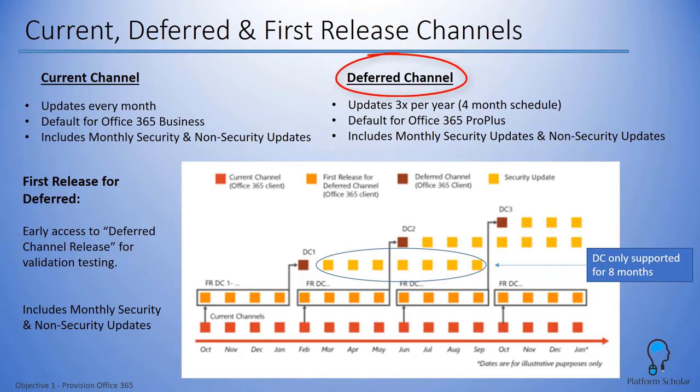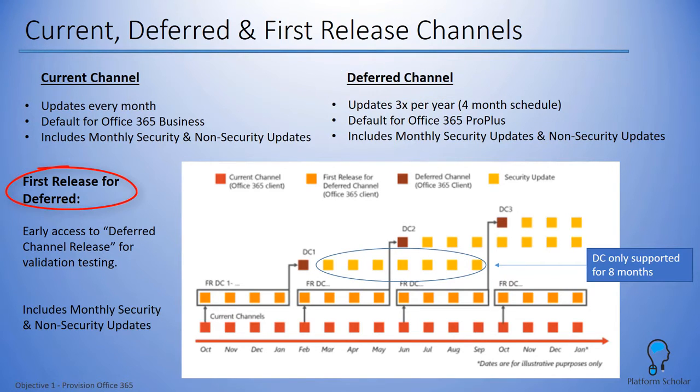The deferred channel only receives 3 major updates per year, or an update every 4 months on a scheduled basis. This update is based on the current update from 4 months prior to the release. The concept's a little tricky, but we'll go over this diagram in a minute. Even though the deferred channel only receives a major update every 4 months, it does continue to receive monthly security updates and non-security updates, but only for 8 months, and I'll explain this in a minute as well.